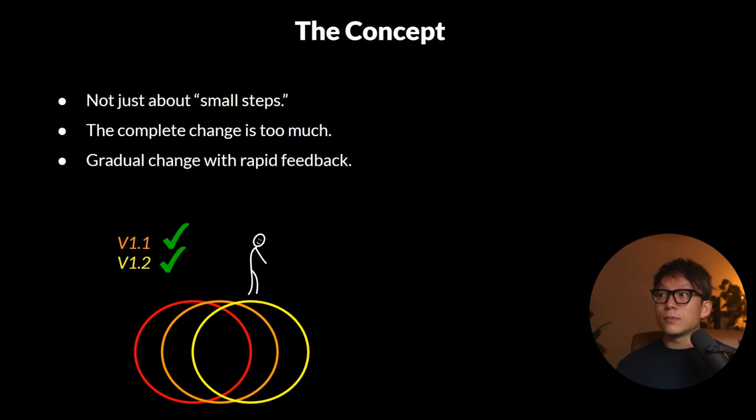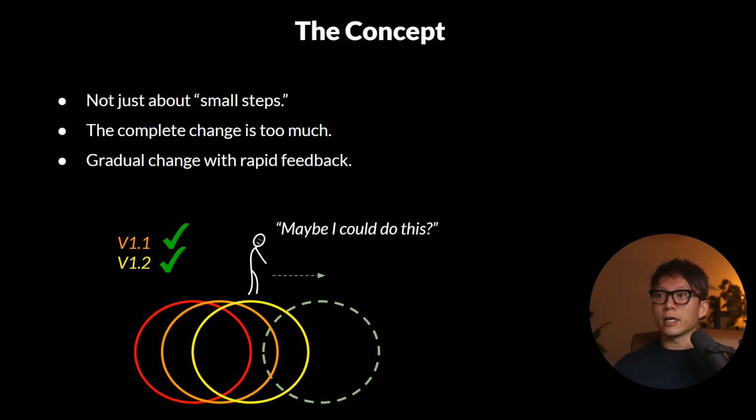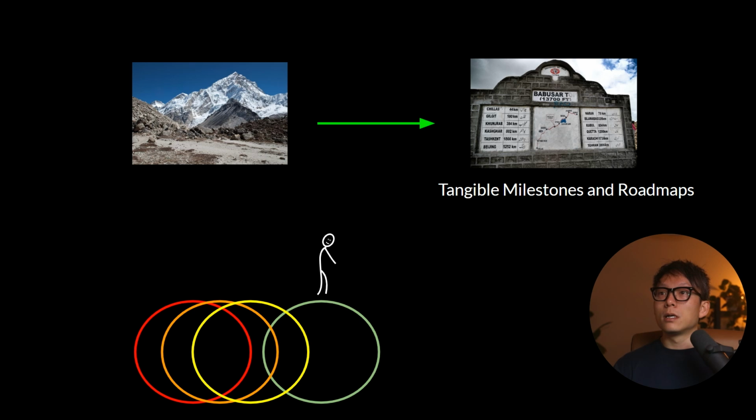Why is this important? So imagine you go here. You've completed version 1 and you've completed version 2. What happens to your brain at this point? You start to think, maybe I could do this. If I've done 2 version iterations, maybe I could make it to version 3, 1.3, 1.4, 1.5. Just like this.